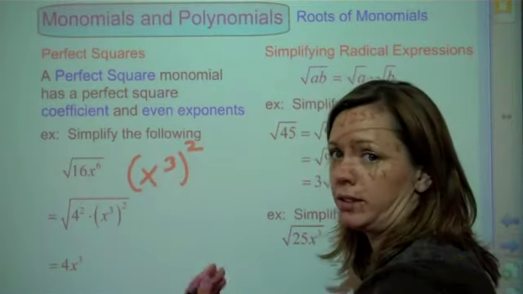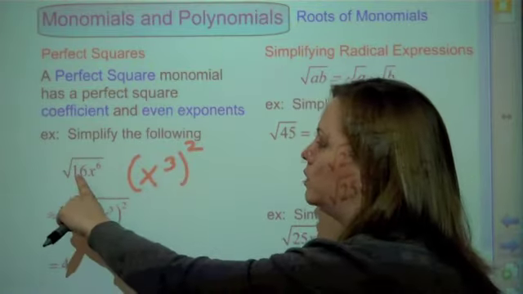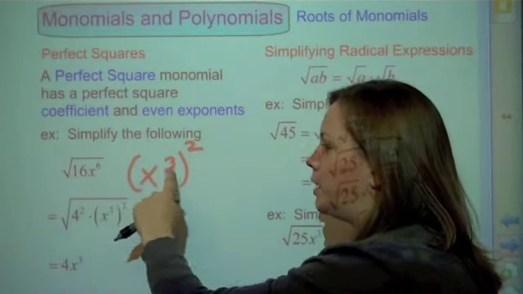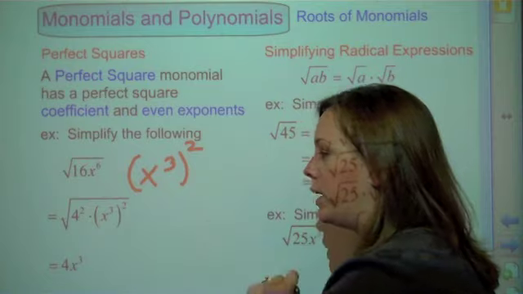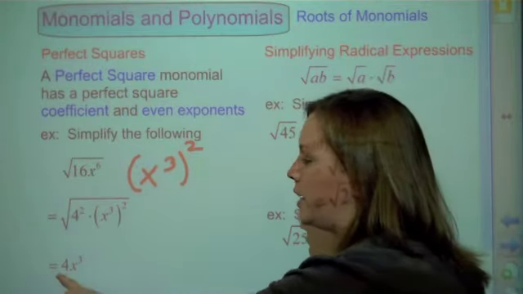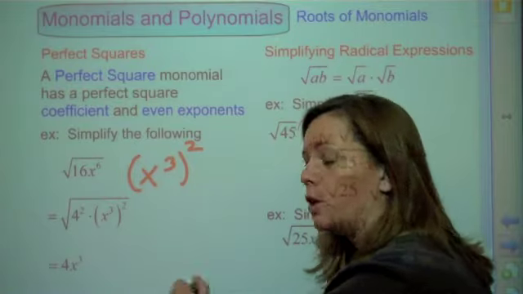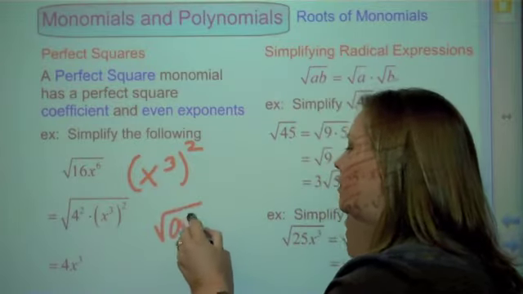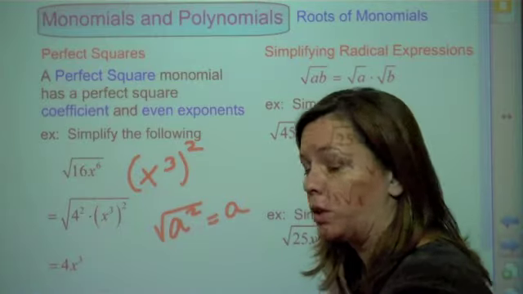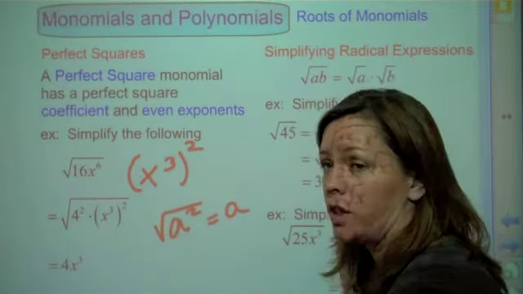Now that's going to help us because it's going to allow us to take the square root. So the 16 can be written as 4 squared. x to the 6th can be written as x to the 3rd squared. So when I take the square root of each of those, I'm going to end up with 4x to the 3rd. Remember, the square root of anything squared is itself. That's the definition of a square root. What number times itself gives you that?